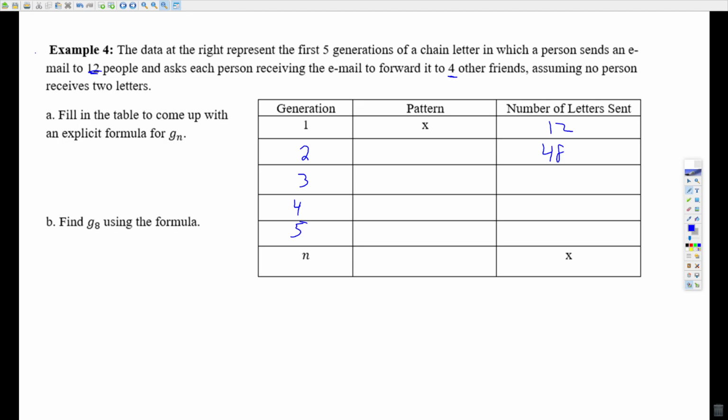If this keeps happening, we're just going to keep multiplying this by 4. So you do it again, you get 192. Do it again, you get 768. And then we end up getting 3,072.